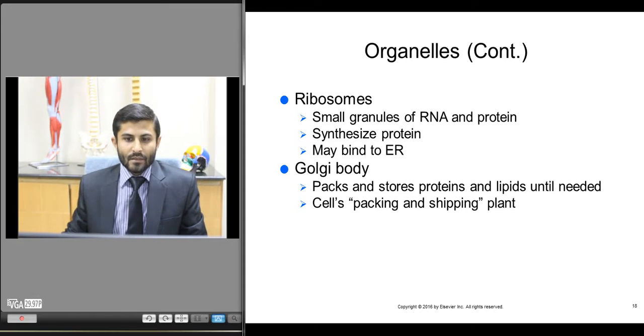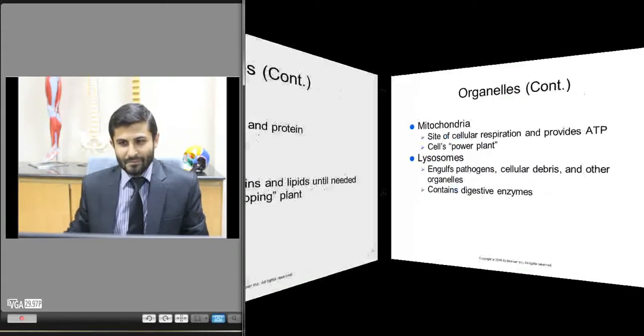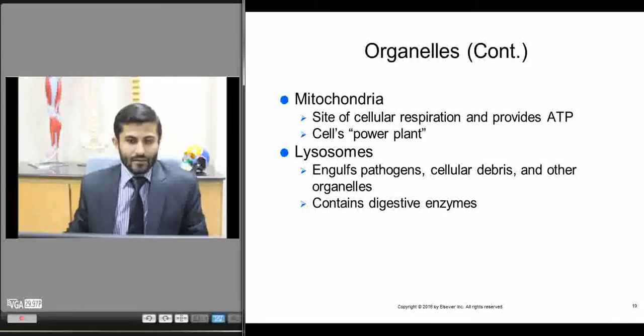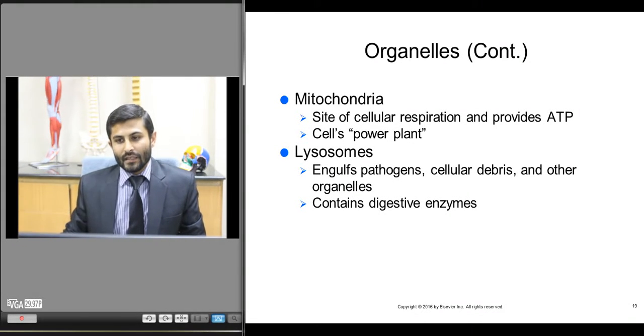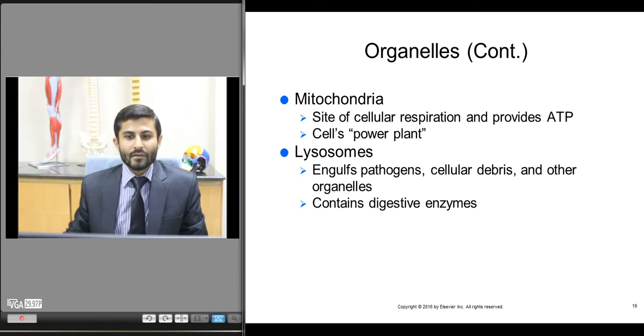The Golgi bodies, they pack and store proteins and lipid until needed. So they are just like some packaging industries in the cell, the cell packing and shipping plant. Mitochondria, it's a site of cellular respiration and provides ATP. So adenosine triphosphate, this is the fuel, this is the energy of the cell. So ATP is required, and sometimes the mitochondria is also referred to as the power plant or powerhouse of the cell, because it provides all the necessary energy that is required for the normal functioning of the cell.